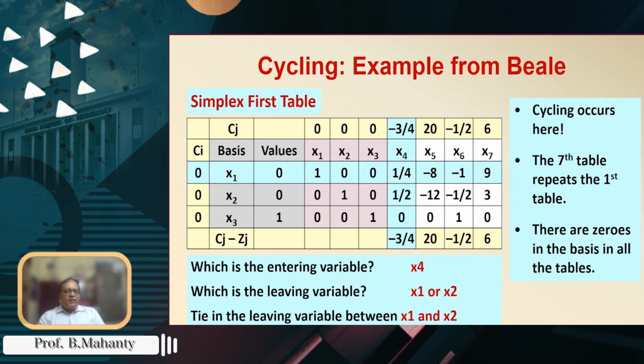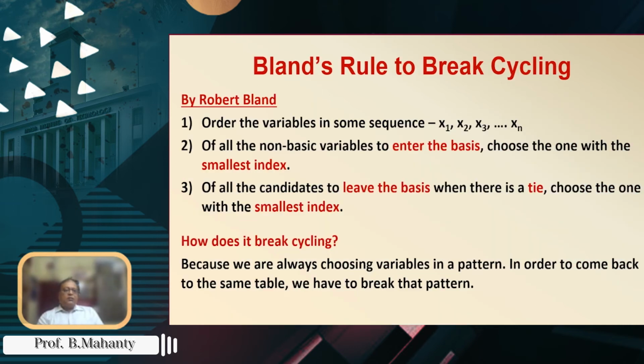So this is the example from VL. We are not solving it further, but one thing is clear, that the next table is also going to be degenerate. And if you are not careful, like if you are not using Bland's rule, then you might get what is known as cycling.